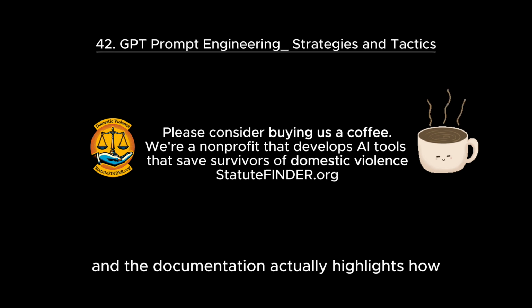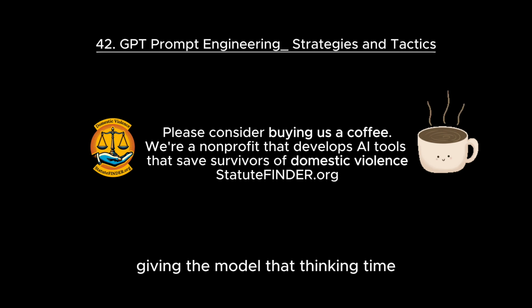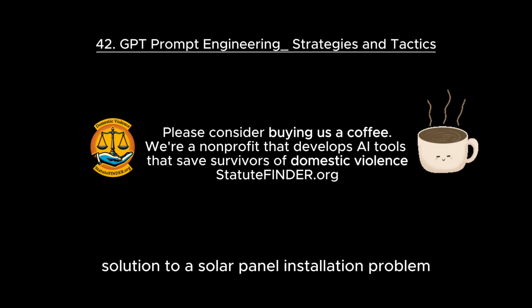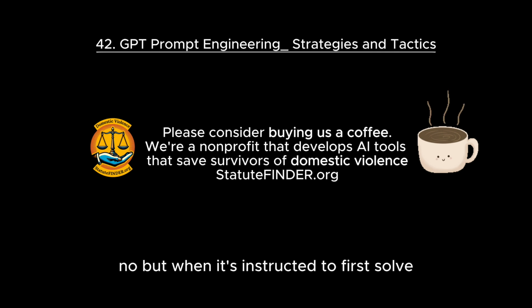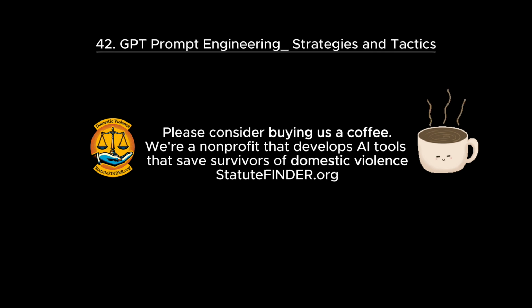You got it. And the documentation highlights how giving the model that thinking time can lead to greater accuracy. Really? There's this really cool example where a model is asked to check a student's solution to a solar panel installation problem. Okay. And initially, it misses an error. Oh. But when it's instructed to first solve the problem itself before evaluating the student's answer, it actually catches the mistake. Wow, that's fascinating.